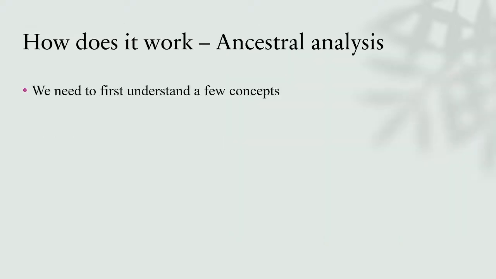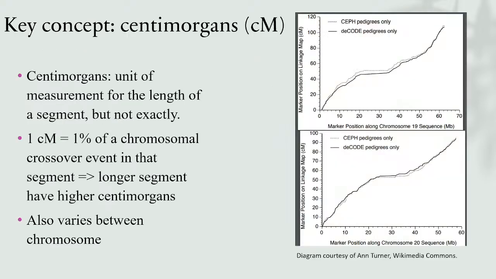So now that you have this heat map, this probing done, you got the data. How do you perform the ancestral analysis? We just have to understand a few concepts at first. The first one is centimorgans, and the second one is IBS and IBD. What is a centimorgan? A centimorgan is a unit to measure the length of a DNA segment, but not exactly. What I mean by that is one centimorgan on chromosome 1 does not necessarily equal one centimorgan on chromosome 15 in terms of physical length.